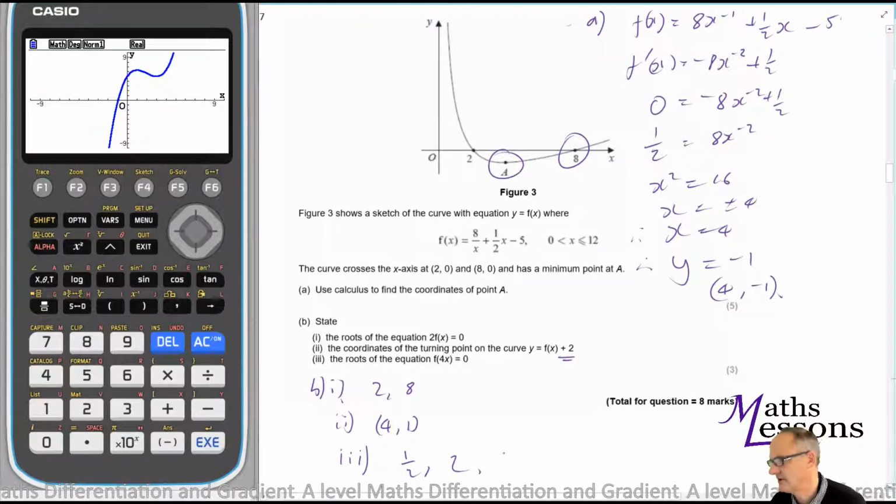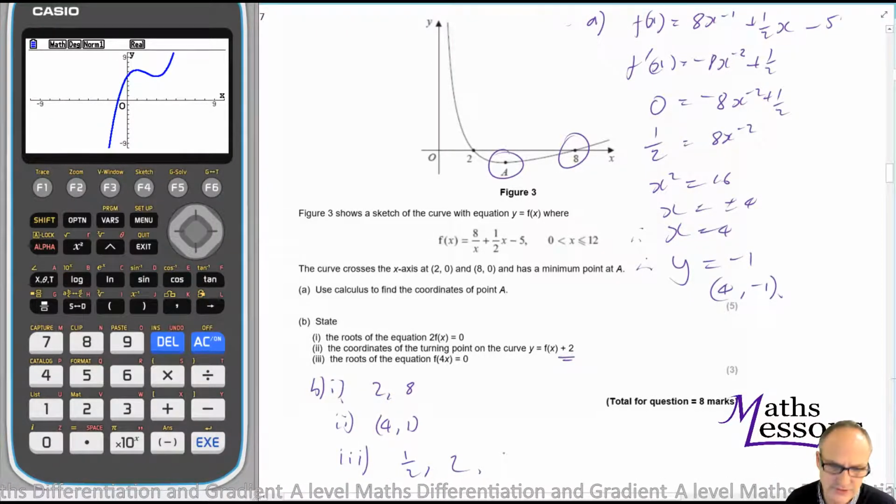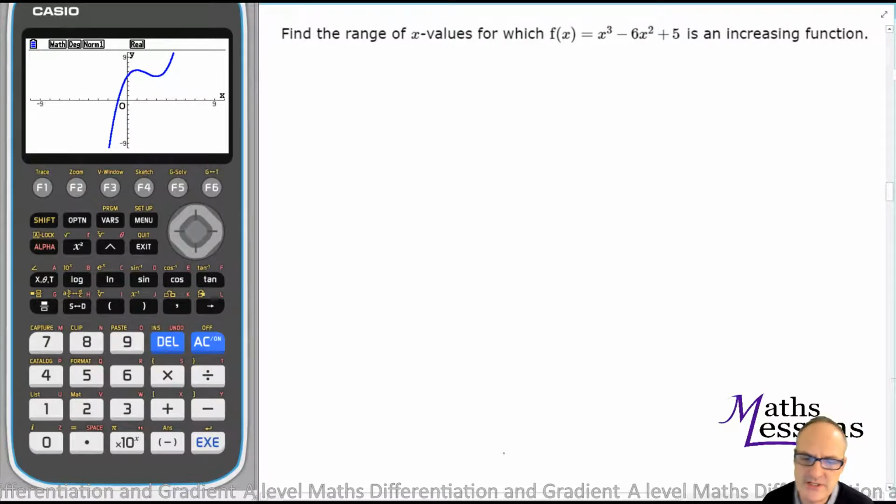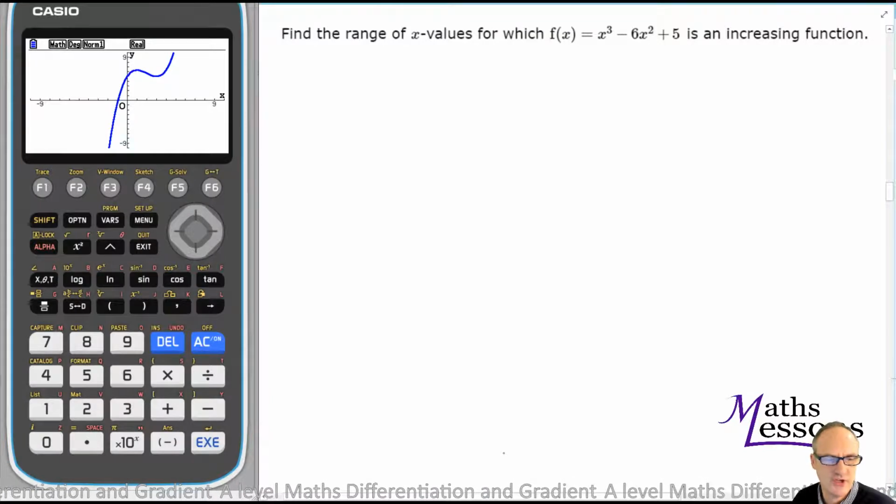Right. Okay. How long have we been going for? Half an hour. I'm just going to finish off, I think, with one more quick question, just to check you know how to find the range of x values for which f of x is an increasing function. Do this by differentiation, not by cheating with your calculator, but you can use your calculator to check your answer. I'll give you 2 minutes to do this because it's an easy derivative to work out.